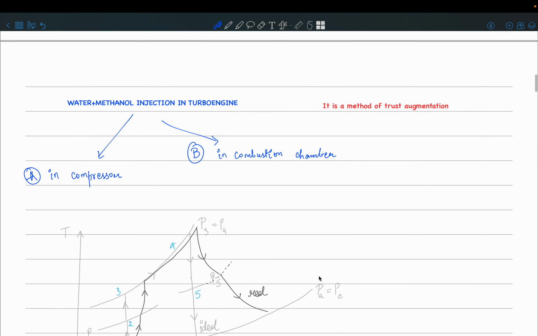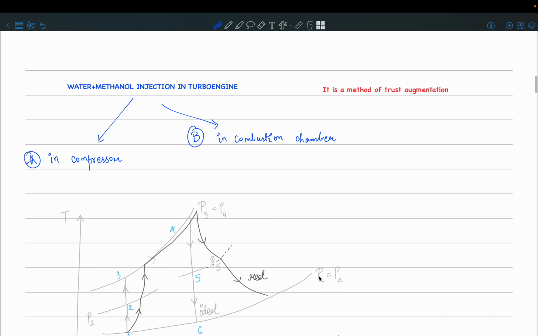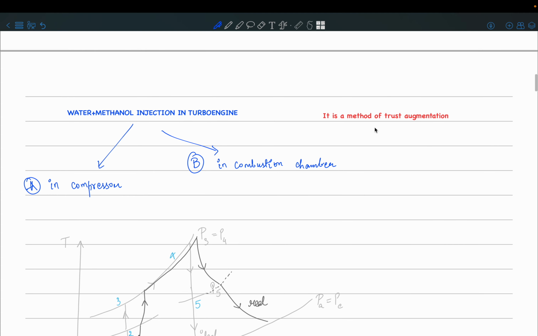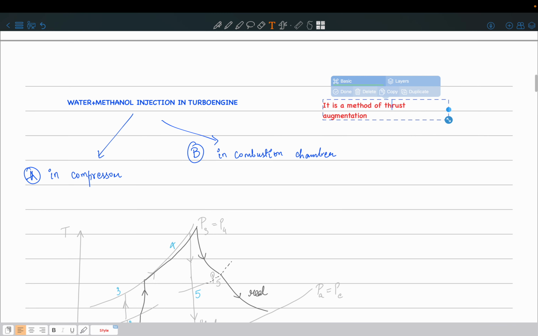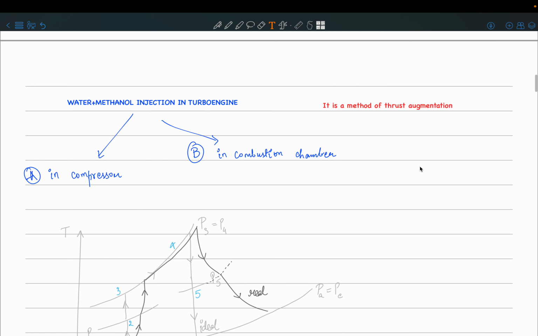Okay, so last time I asked this question, why do we need to inject water methanol? And one of you also answered that it is a method of thrust augmentation, right? So this is a method of thrust augmentation. What does thrust augmentation mean? Your turbojet engine is designed to provide a certain amount of thrust at certain operating conditions, but then you want to improve its performance. So how can you improve its performance?